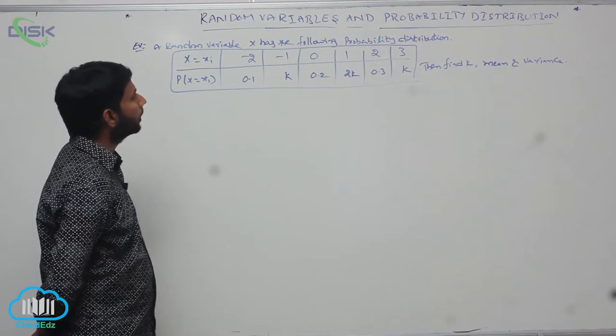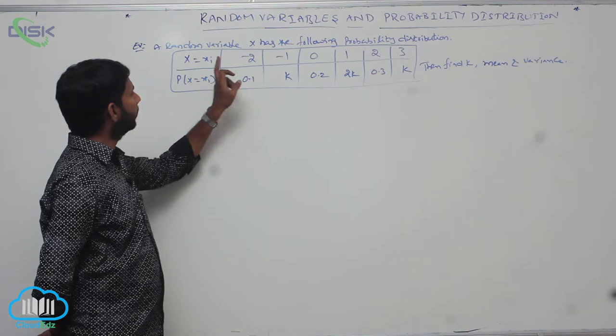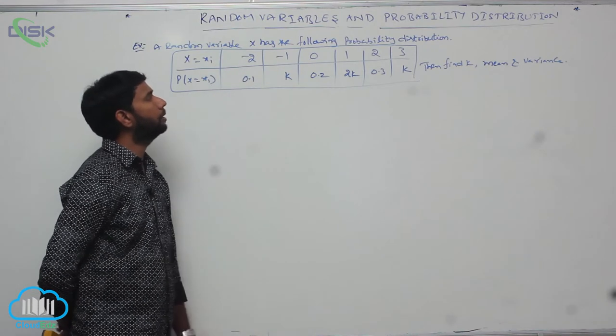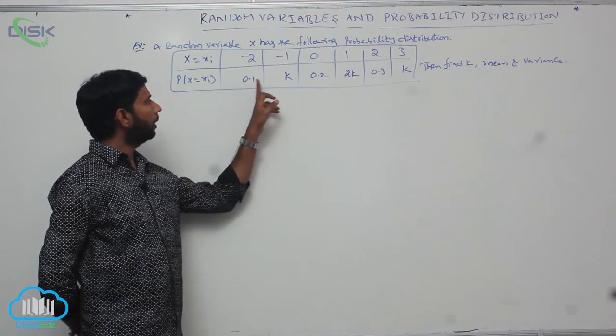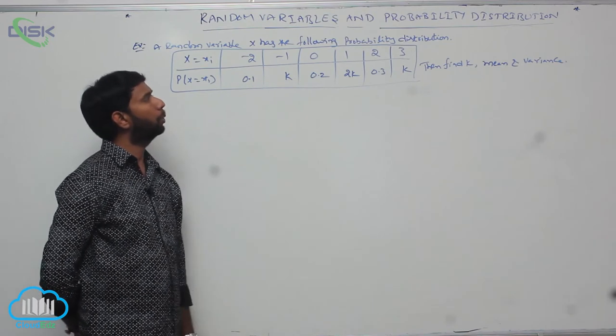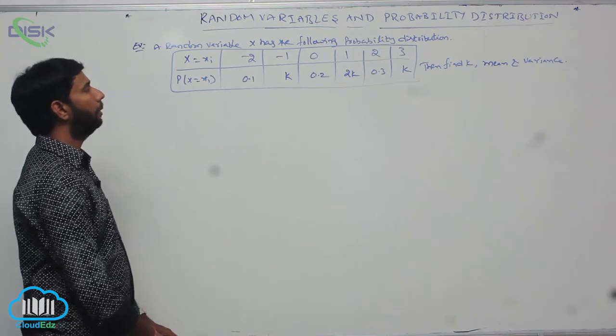The random variable x has the following probability distribution, P of x equal to xi. The values are -2, -1, 0, 1, 2, 3, and the corresponding probabilities are 0.1, k, 0.2, 2k, 0.3, k. Find k, the mean and the variance.